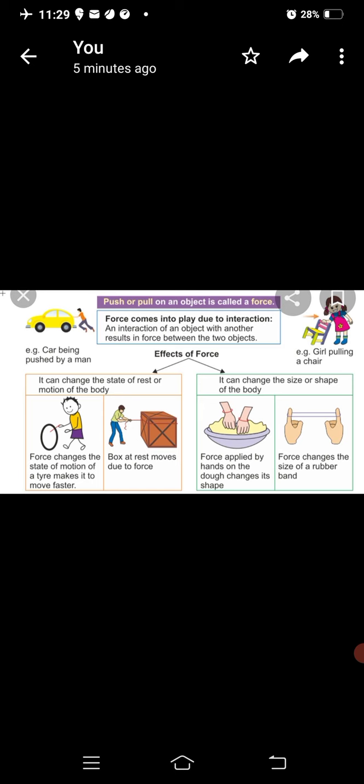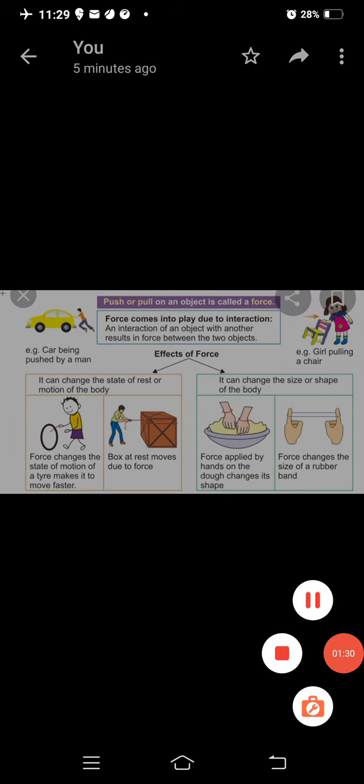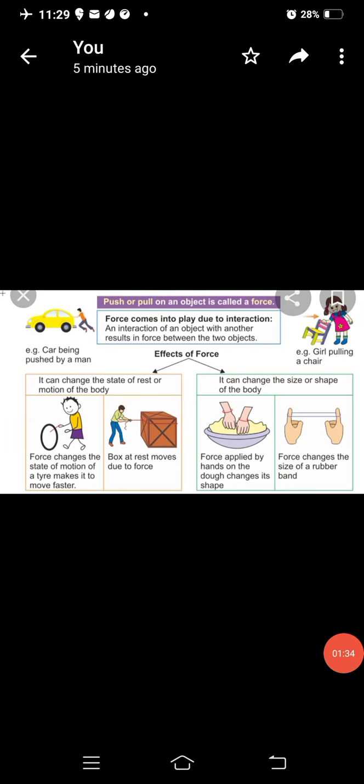will stop. Force can also change the direction of the body. Force can also change the speed of the body. By applying more force, we can change the speed of the body. We can even change the shape and the size. For example, a rubber band or a balloon: we fill air in it, we change its shape and size. So these were the different effects of force. The standard unit of force is Newton and it is denoted by capital N.